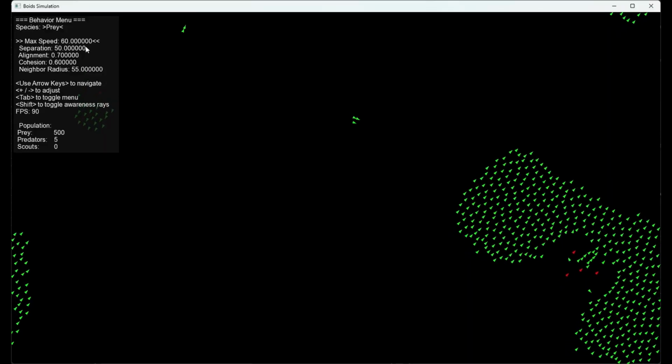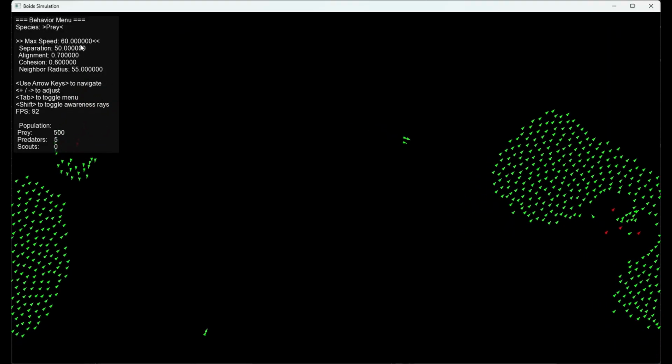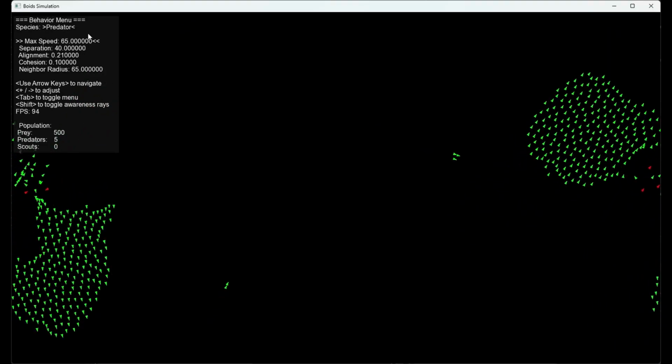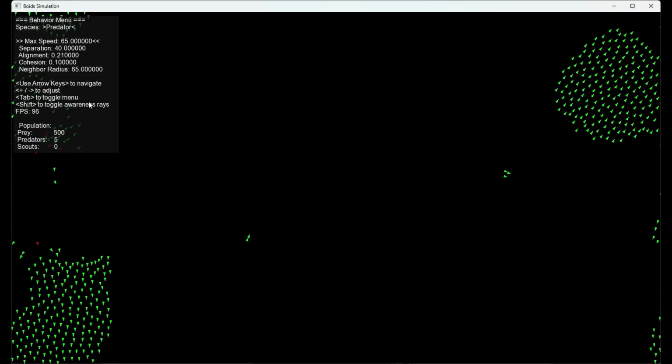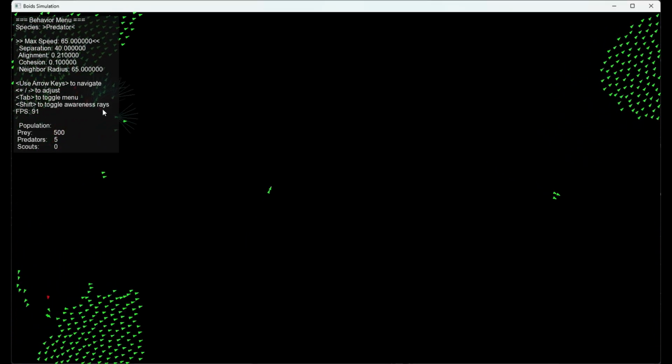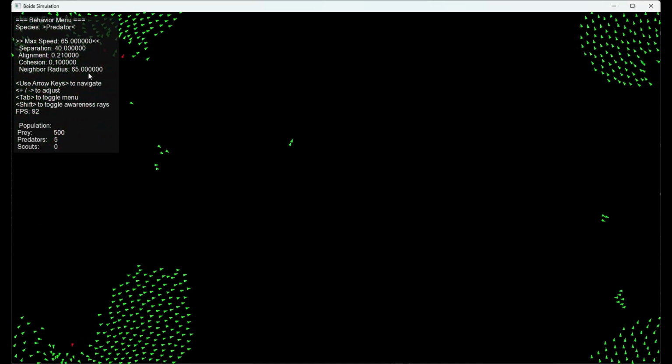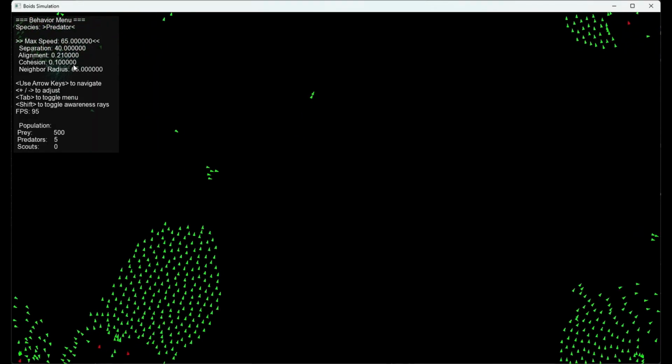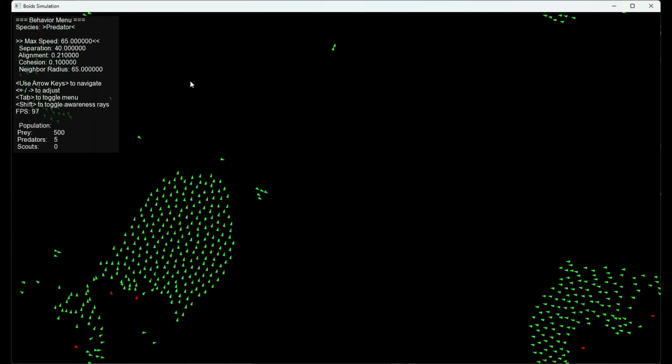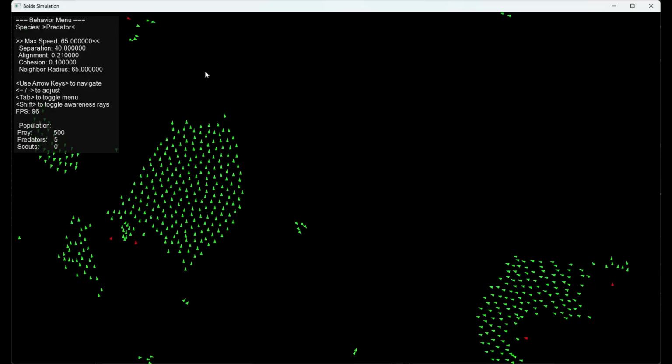The behaviors of the prey, they try to run from predators. The predators try to catch the prey. I don't have anything programmed for what happens when they actually catch them, not yet, but that is planned, that's further along in the plan.